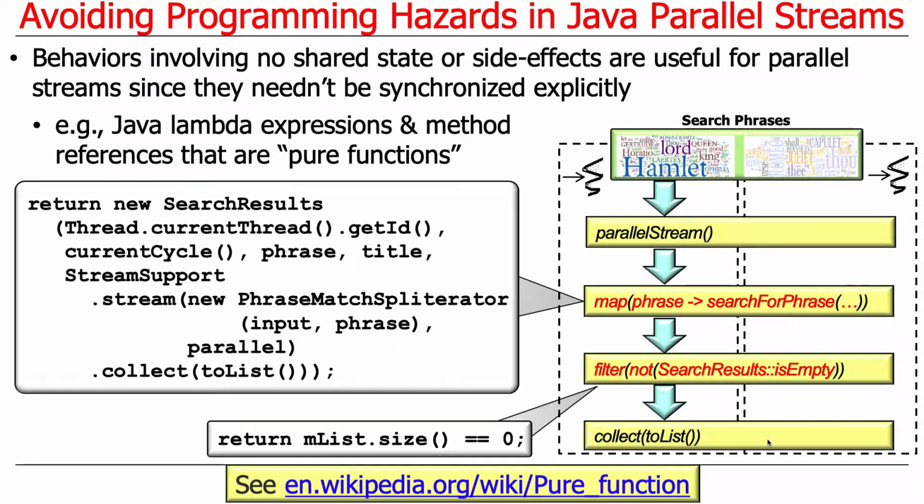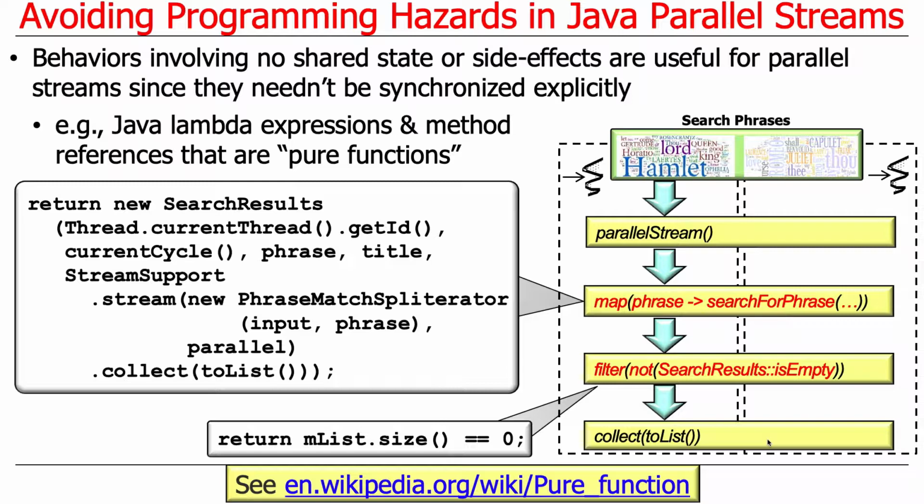And here are some examples. If you take a look at the various behaviors that we pass into these intermediate operations in our search stream gang program, you can see that these behaviors, like search for phrase or is empty, are entirely self-contained. They don't have any side effects. Obviously, getting the size of the list doesn't have a side effect, it just reads the size. The one that makes this new search results object using a spliterator, which we'll talk more about later, also is self-contained.